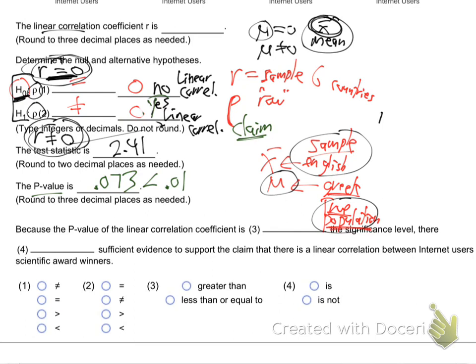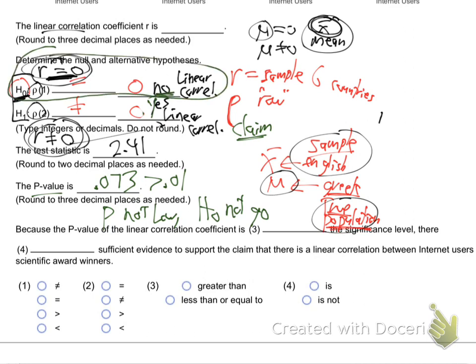So is it less than 0.01? No, I should reverse it. The p is not low, is it? So it's greater than 0.01. The p is not low. So H0 does not go, right? If the p is low, the null goes. But if the p is not low, the H0 does not go. So we stay with the H0, which says there's no linear correlation.